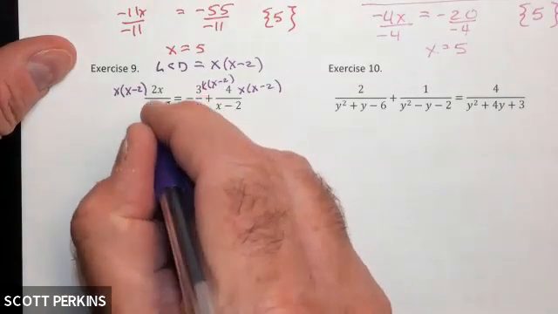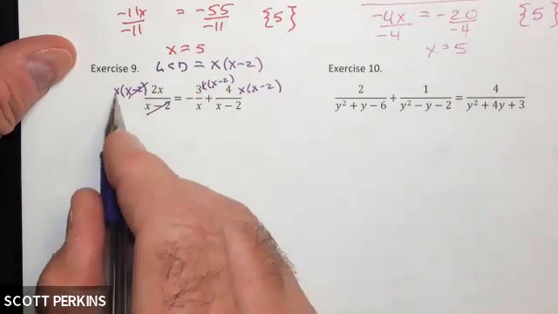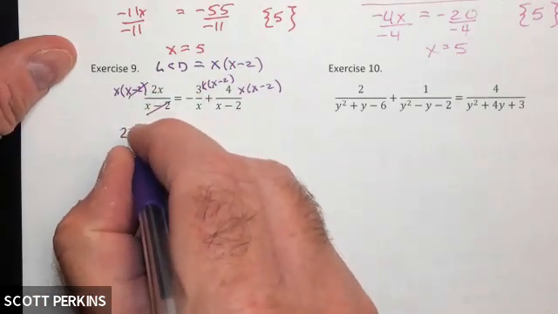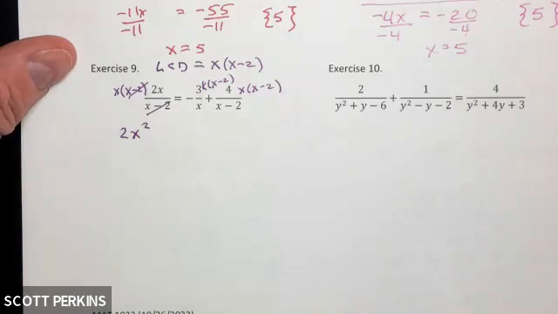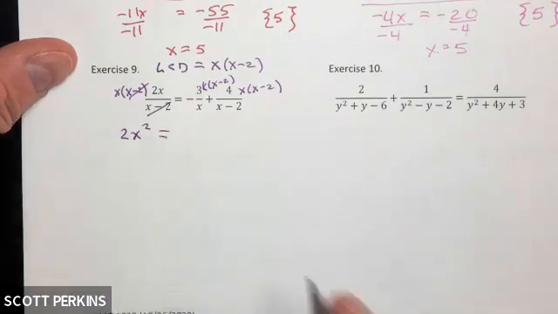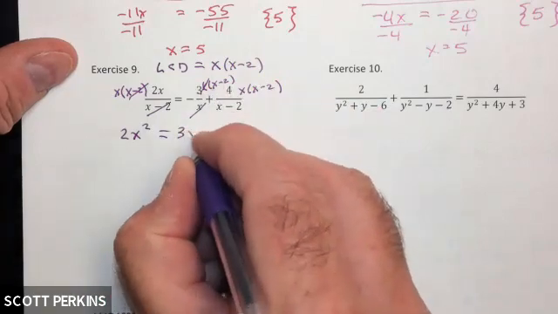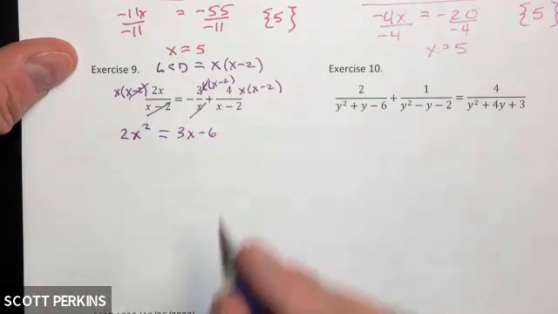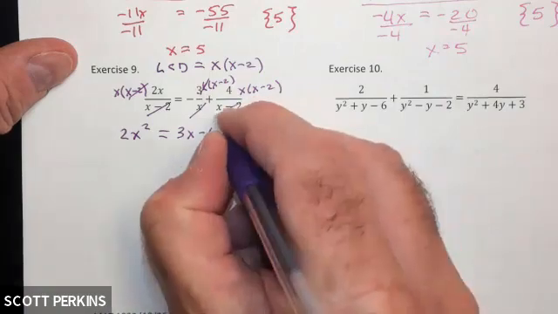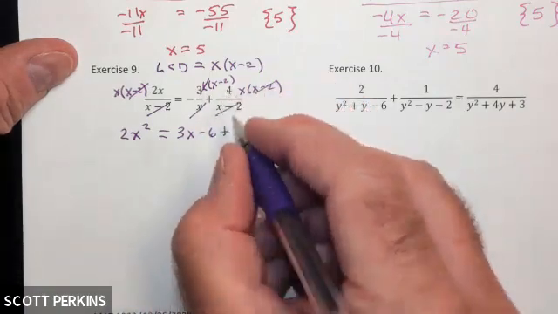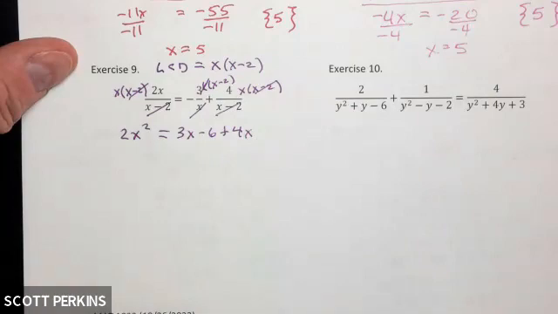So in the first fraction, the x minus 2's go away. And I have x times 2x, so 2x squared. I've got a quadratic here, so we'll take care of that in a little while. On the other side, the x's cancel, and I have 3 times x minus 2, so that's 3x minus 6. And then plus, and then the x minus 2's cancel, and I have 4 times x, or 4x.